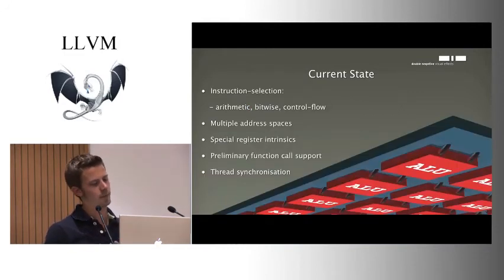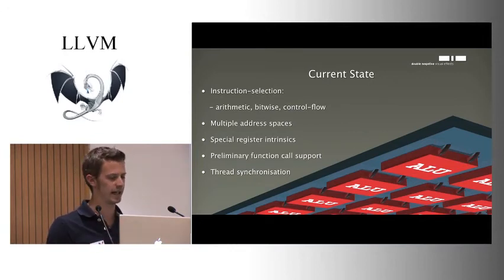Right, so the current state of the backend itself, as I've mentioned, the instruction selection is all done with TableGen, and we support the arithmetic, bitwise, control flow. All of those instructions pretty much are all handled. We have support for multiple address spaces: global, shared, constant, texture memory, and we also have special register intrinsics for handling thread ID, block ID, that kind of thing as well. And we have preliminary function call support. It's not complete yet, but it's a starting point, as well as support for various thread synchronization.